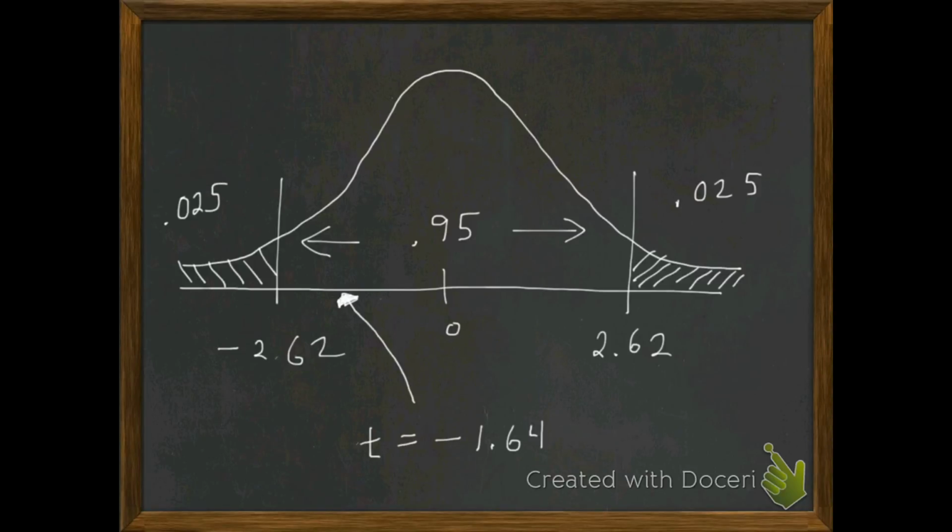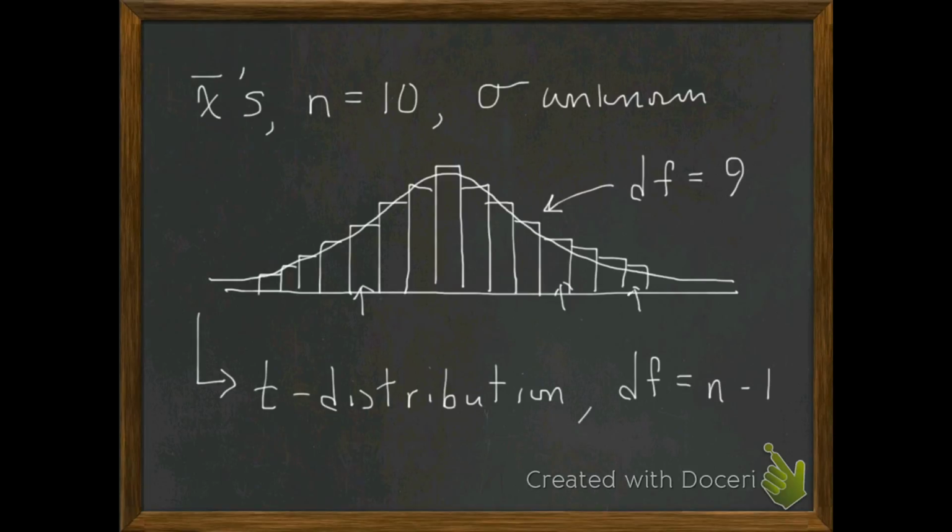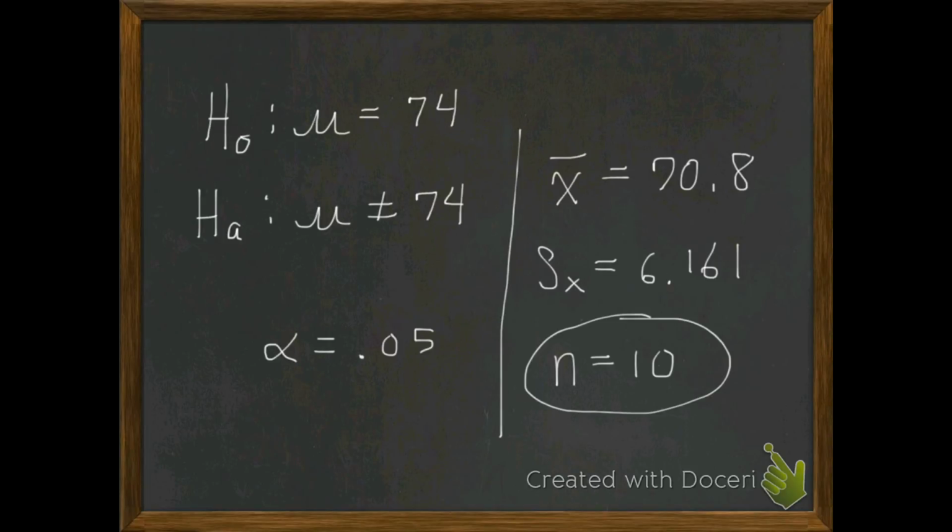The national average on the test is 74. We want to see how our students at our school district compare. So we get a sample of 10 students and examine their test scores. They get a mean of 70.8, with a standard deviation of 6.16.